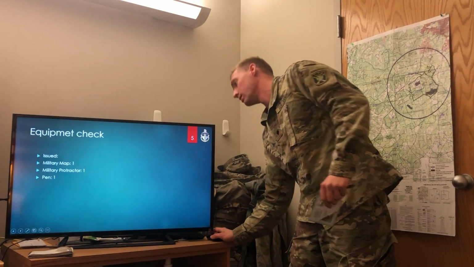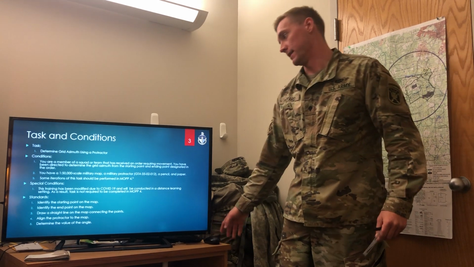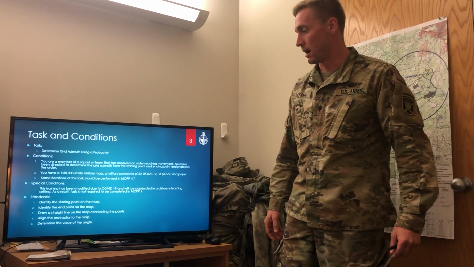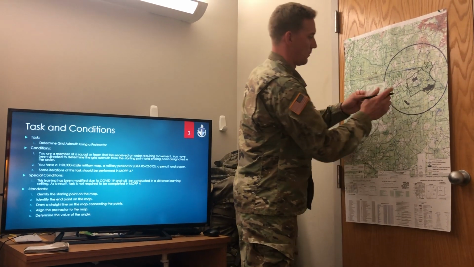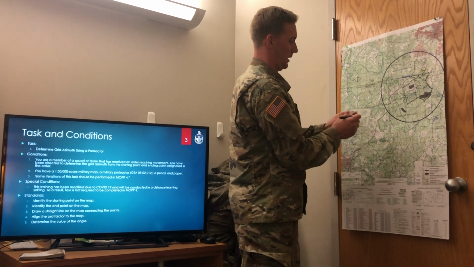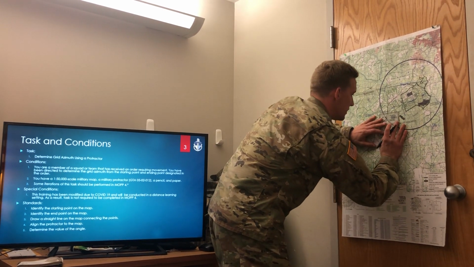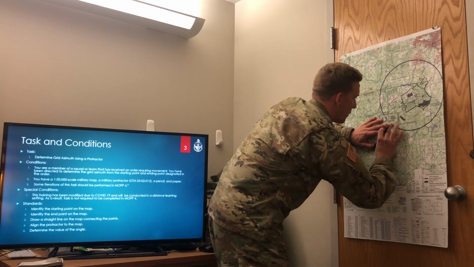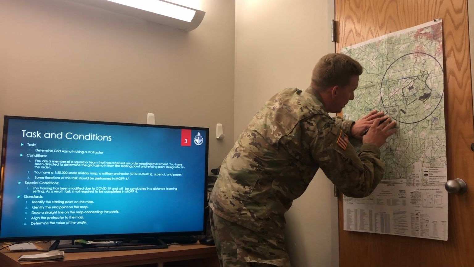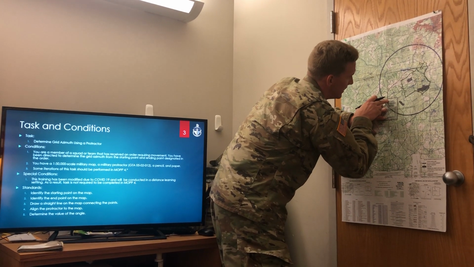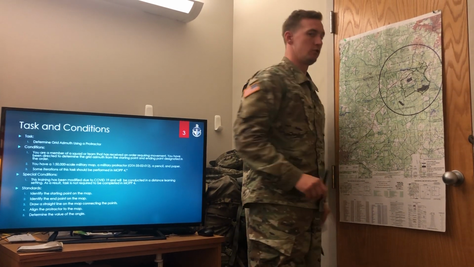I have it right here. Next thing we have to do is align the protractor on the map and then determine the value of the angle. So what we're going to do is line up the protractor on the map with the starting point being underneath the black cross on the protractor. I'm going to do that right here. Then I'm going to line that up on the grid lines on the map, make sure it's even, and the angle is 0 or 360 degrees, meaning that your squad is going to be moving due north.